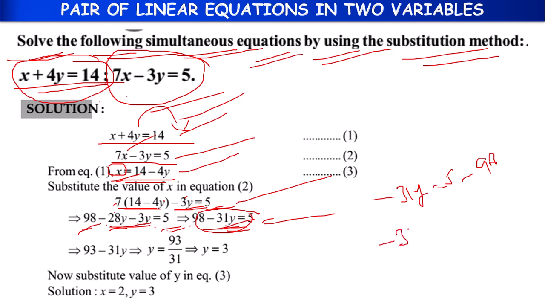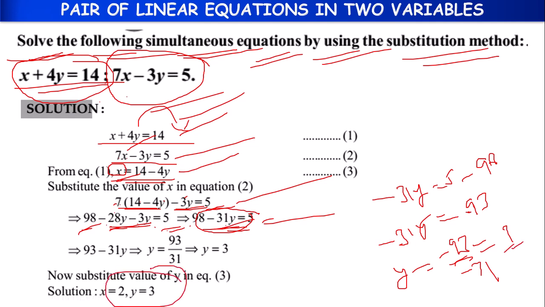Minus 31y equal to minus 93, or y equal to minus 93 by minus 31, cancel, equal to 3. So x equal to 2, y equal to 3. This is the solution.